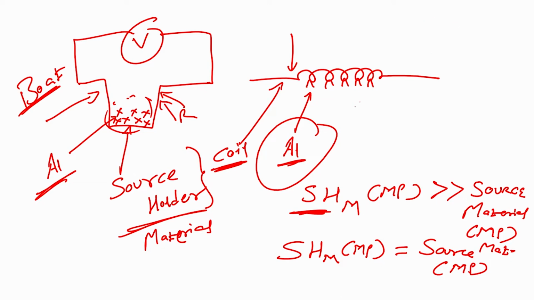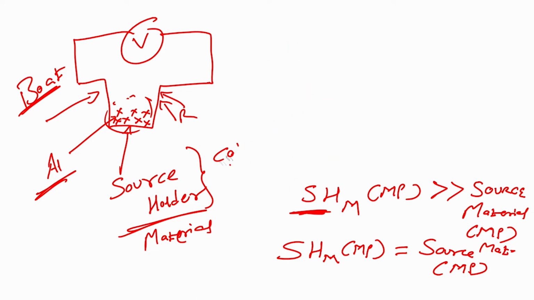So, what can be done as an alternative to this kind of problem? Instead of heating the source material or the source holder material, instead of heating a boat or coil, we will use a crucible. A crucible again is a holder. We will load the crucible with the material, and instead of heating the crucible by applying a voltage or power, we will use an electron beam.